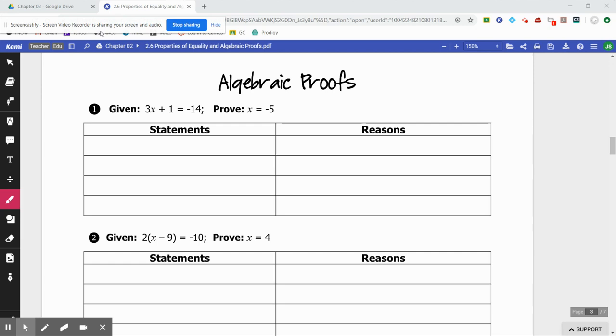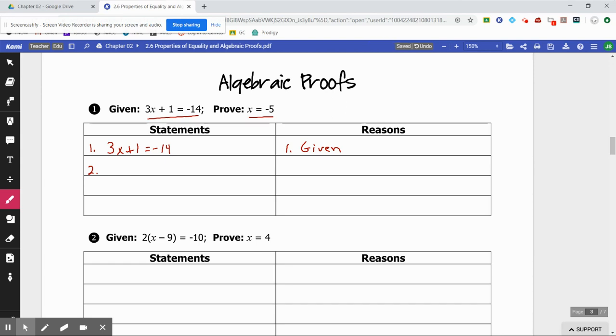So the first problem, we're given that this is true. We want to prove that this is true. So our first statement, number one, is always that given statement. 3x plus 1 is equal to negative 14. And the reasoning behind that is we're told. That was our given. Statement number two is, okay, what are we going to do now?